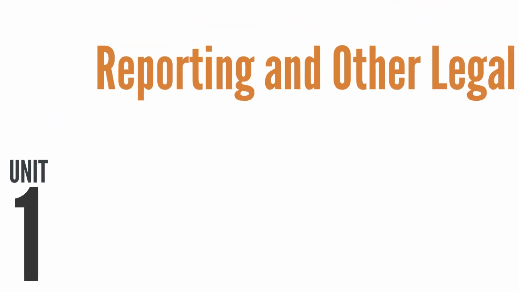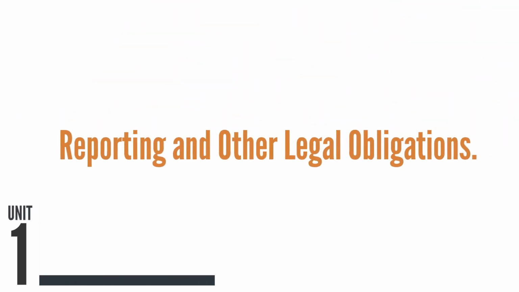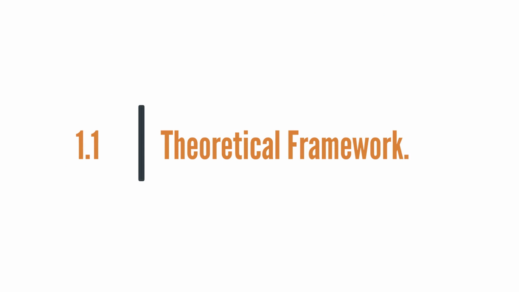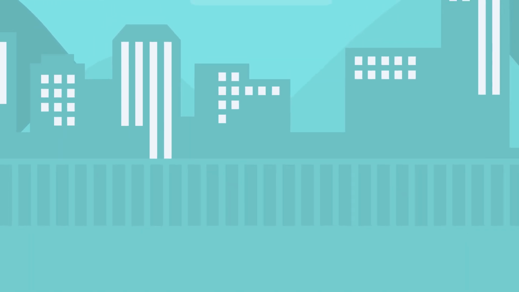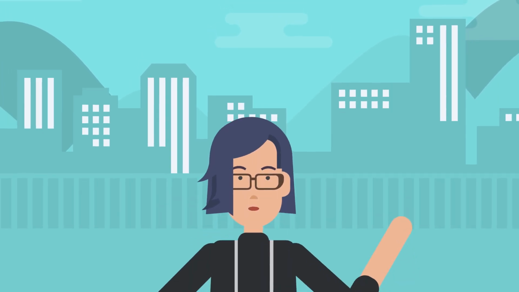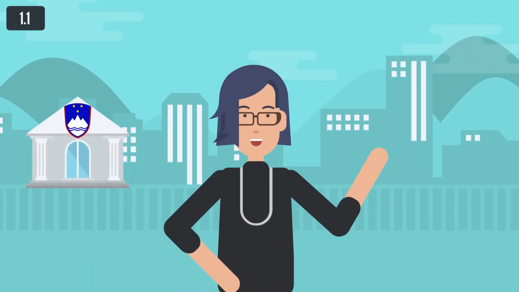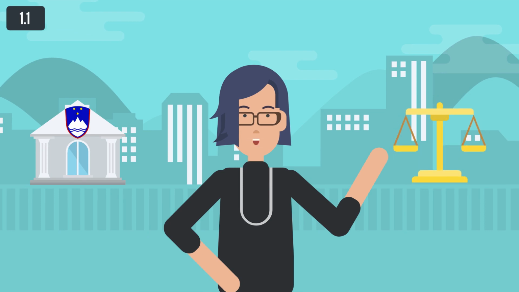Unit 1. Reporting and other legal obligations. This chapter provides an explanation of all relevant laws governing business operations in Slovenia as well as legal obligations which business entities are subject to.